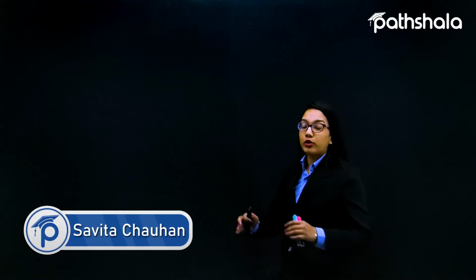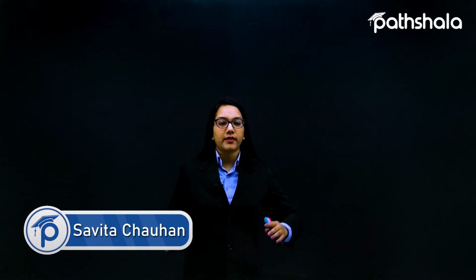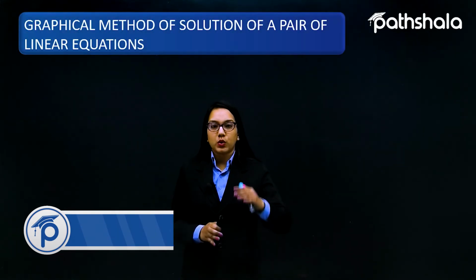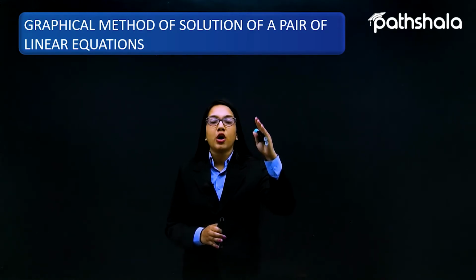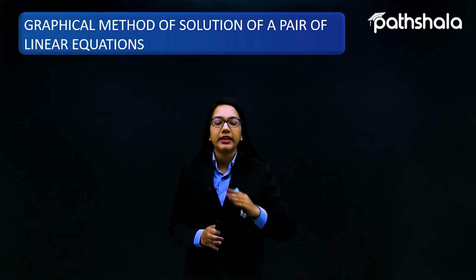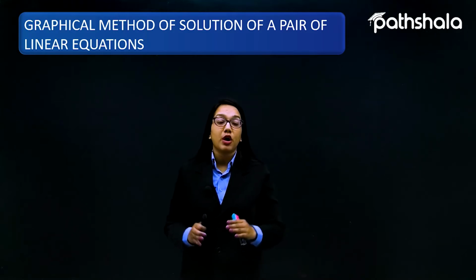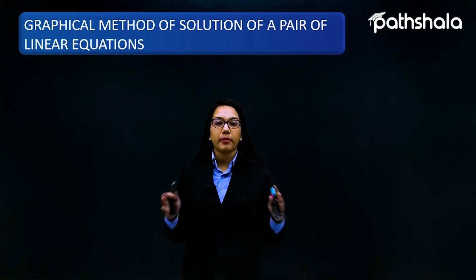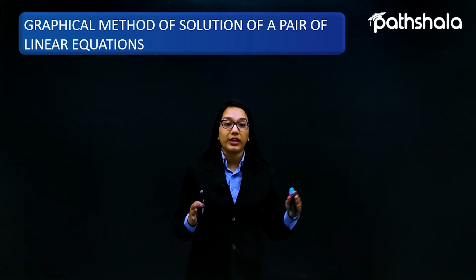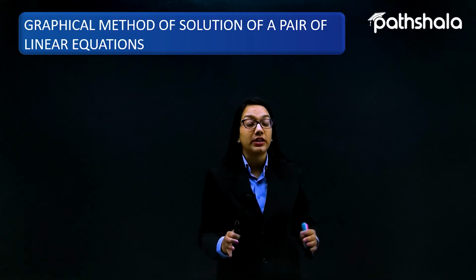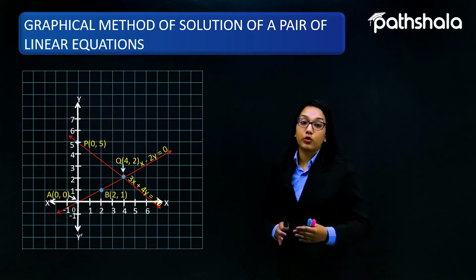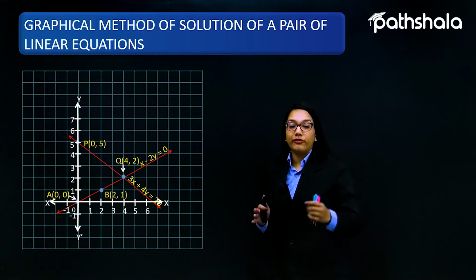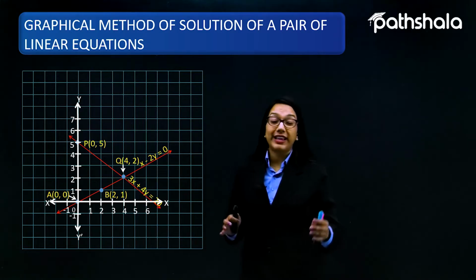Let us go further and talk about the conclusions that we are getting from all such graphs that we have done now. So we are talking about the graphical method of the solution of a pair of linear equations, meaning from the graphs of all the pairs of linear equations, what we have concluded about the nature of the solution.